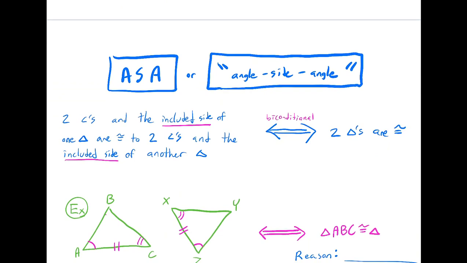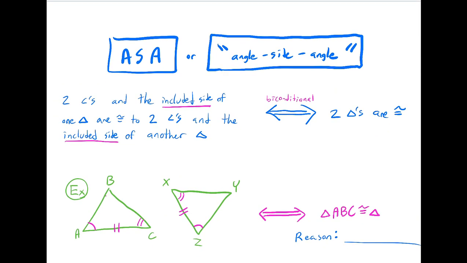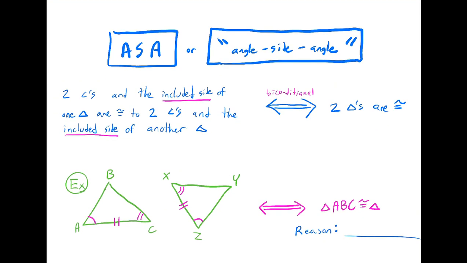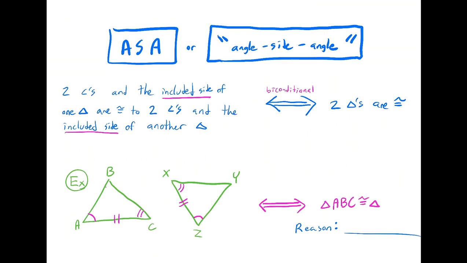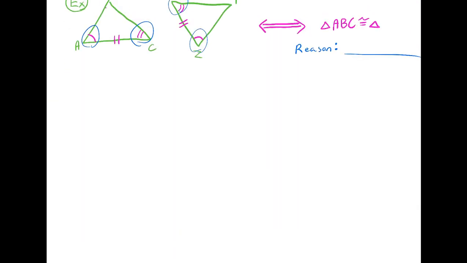Okay, so let's now go to the second to last one here. So ASA, angle side angle. That means if we're given two angles and the included side between them of one triangle are the same as two angles and the side between them of another triangle, the two triangles must be congruent. Again, the why for me is really helpful. Oh, I didn't draw a picture here, but the why is really helpful, right?